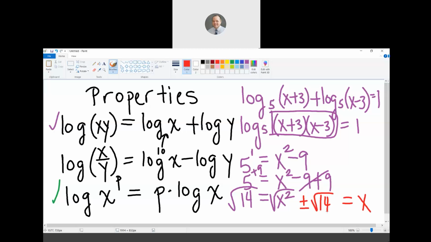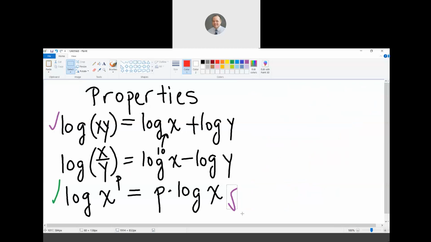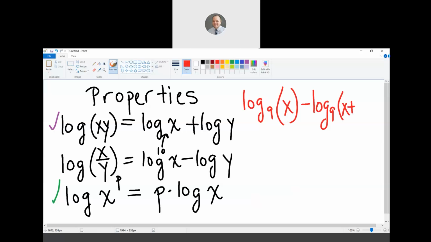Let's look at another example, solving a logarithmic equation using one of our properties on the left. We have log base 9 of x to start off, minus log base 9 of x plus 2, and that's equal to 2.